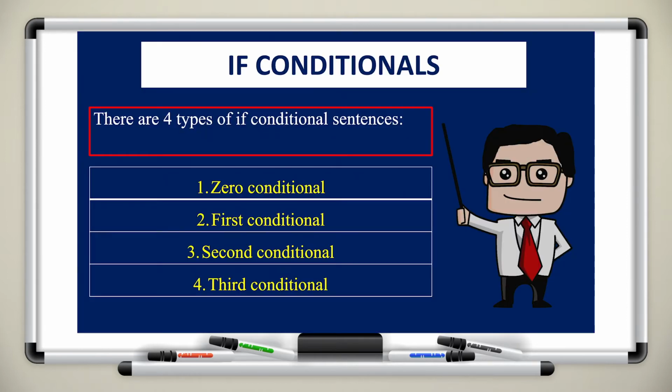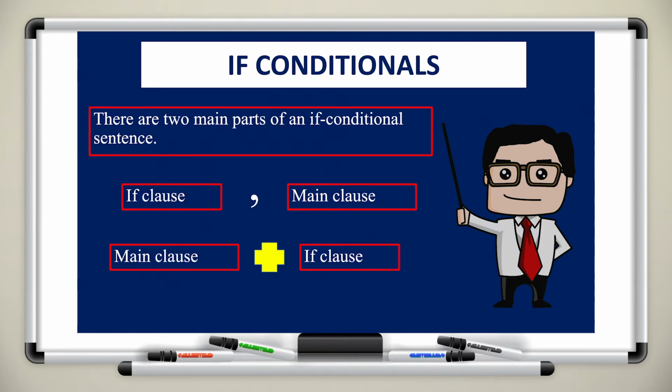This brings us to the second grammar rule we have today, the if conditionals. There are 4 types of conditionals. We have the zero conditional, the first conditional, the second conditional, and the third conditional. We'll tackle them together. Let's look at how the if clause or if conditional is formed. The if conditional is formed by having 2 components in the sentence. We have the if clause and the main clause. Or we can start with the main clause, then the if clause. However, both clauses need to be present in the sentence.